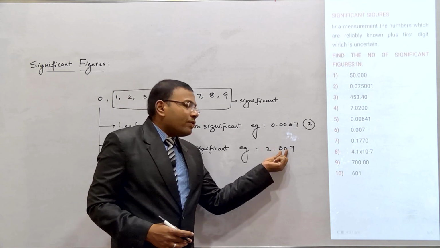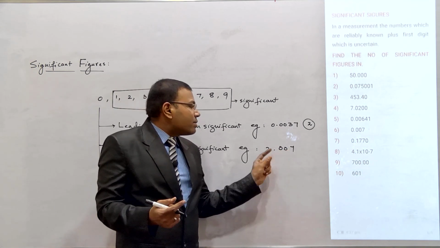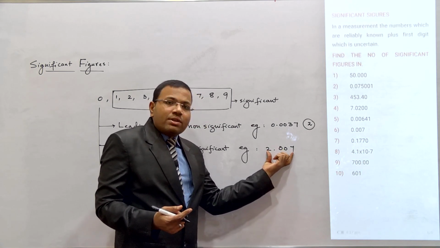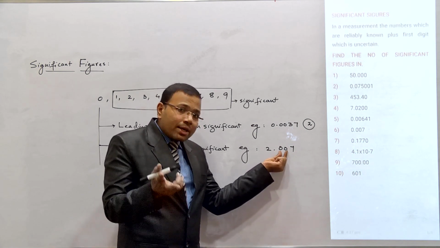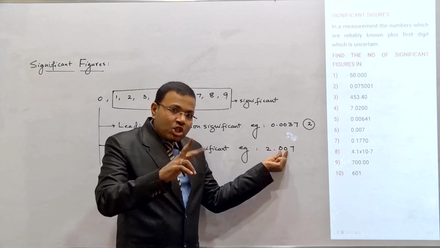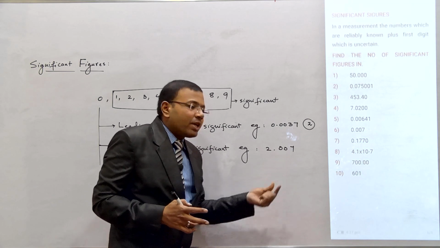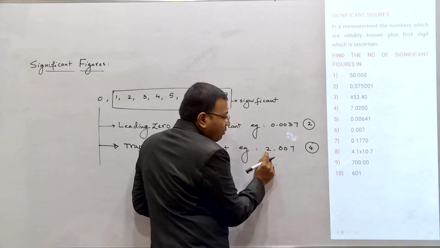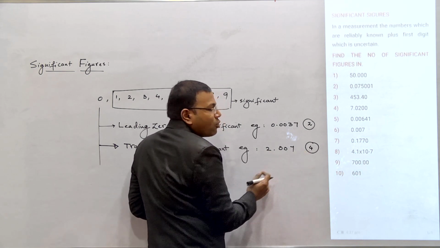These zeros, whether to count them or not, yes, we need to count them. The reason is these two are trapped zeros, meaning they are between significant figures. 2 and 7 are the significant figures, and these zeros are coming in between them, so they are also significant. How many significant figures are there? 2, 0, 0, 7: 4 significant figures.